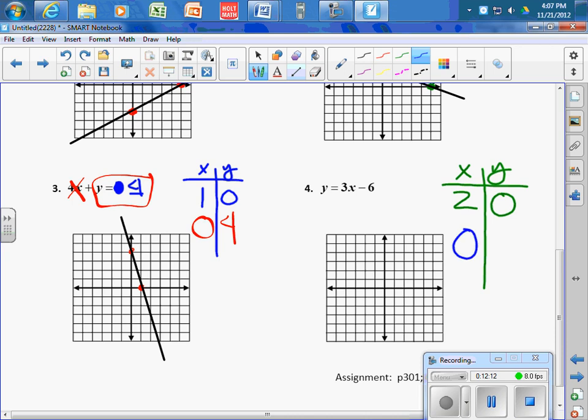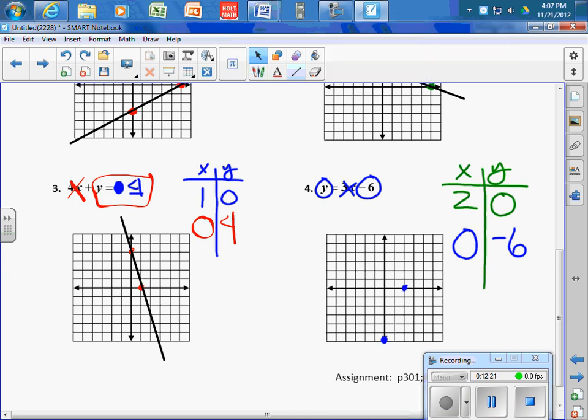Then I'm going to put my 0 in for the x. That makes that disappear. What's y equal to? Negative 6. So I go to 2, 0, 0, negative 6, draw my line. And that's how you draw lines using x and y intercepts.